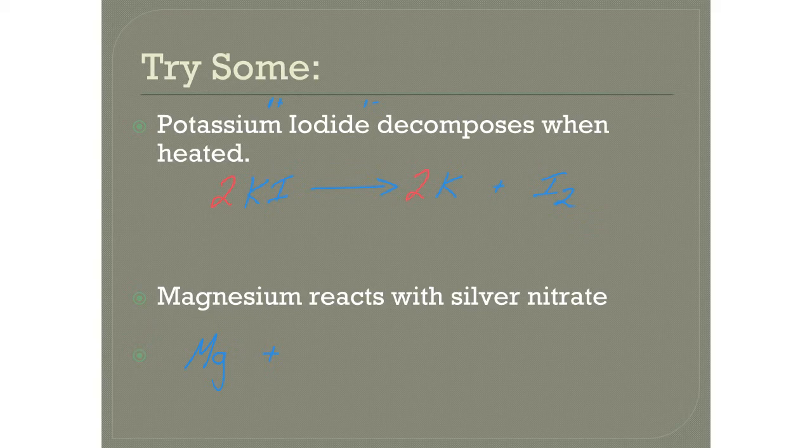Now silver in our periodic table is Ag, and nitrate, if you remember, is a polyatomic. So I need to write that, NO3. Now be careful to check the charges again. Follow our rules. Silver has a charge of 1 positive, and nitrate has a charge of 1 negative. So it's okay as it's written there.